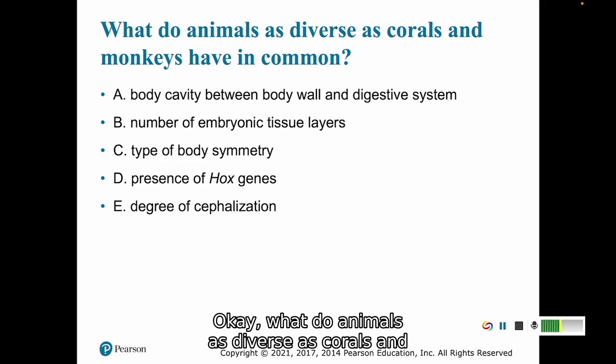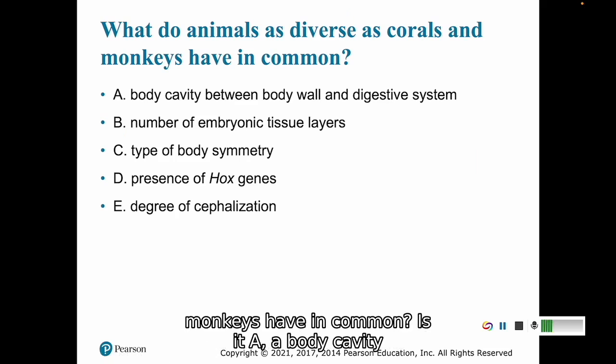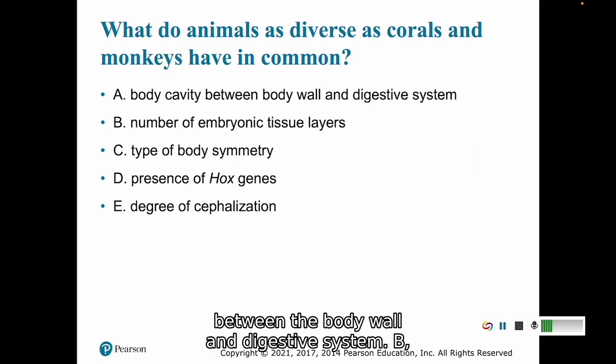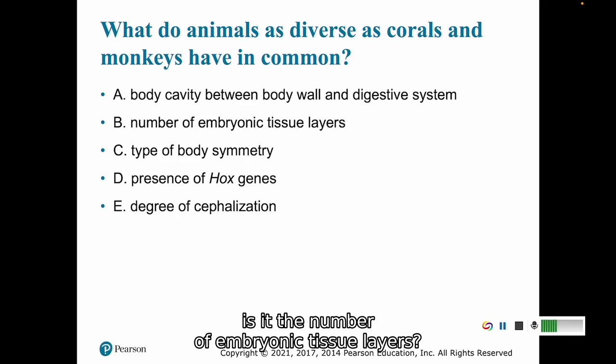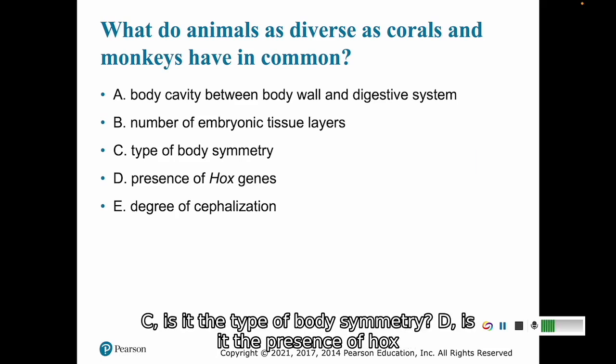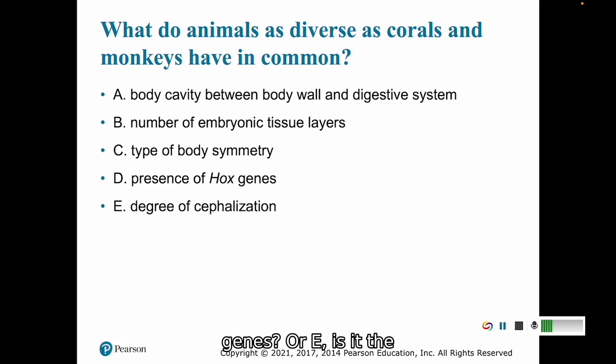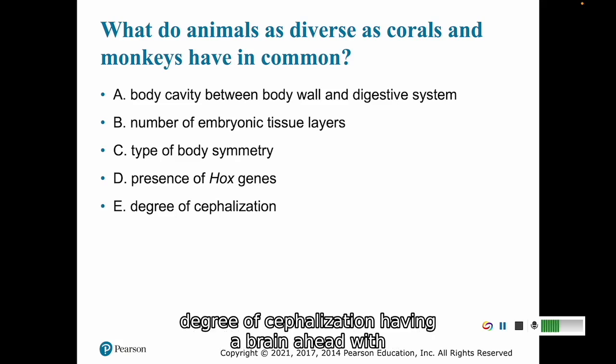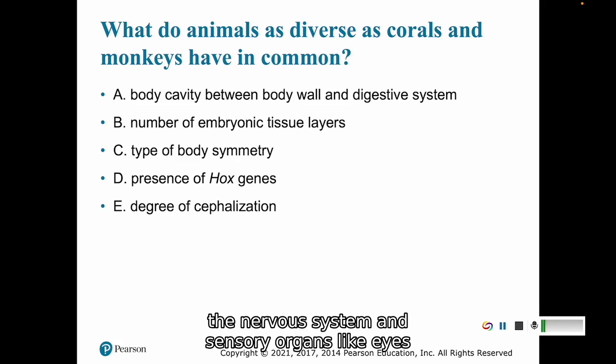Okay, what do animals as diverse as corals and monkeys have in common? Is it A, a body cavity between the body wall and digestive system? B, the number of embryonic tissue layers? C, the type of body symmetry? D, the presence of Hox genes? Or E, the degree of cephalization, having a brain, a head with a nervous system, and sensory organs like eyes and ears?